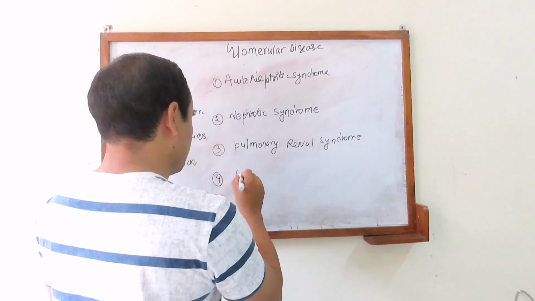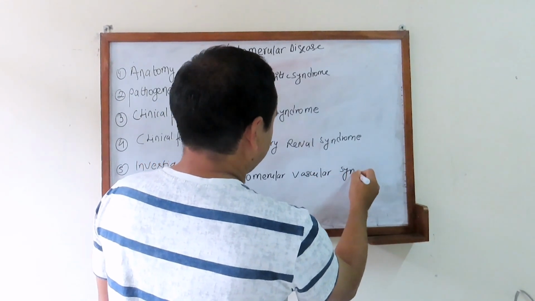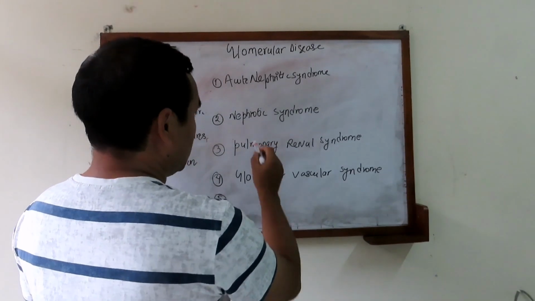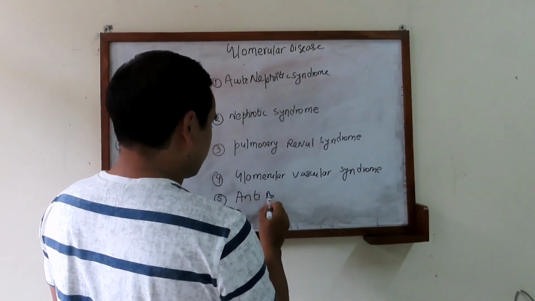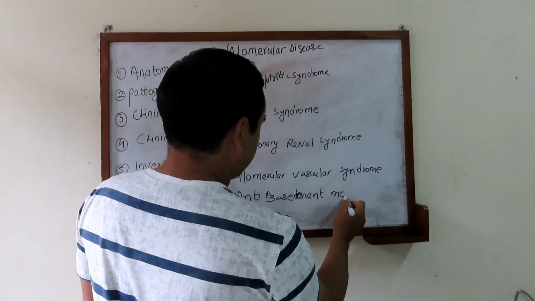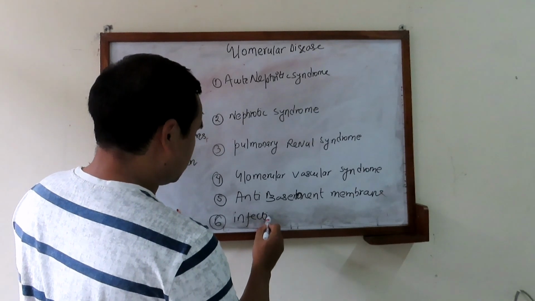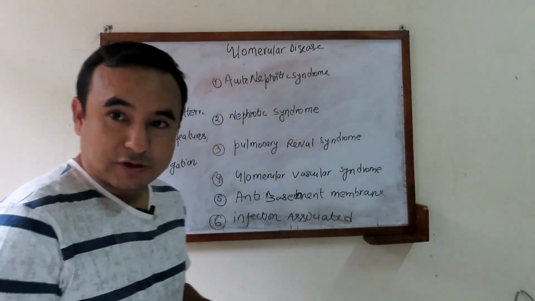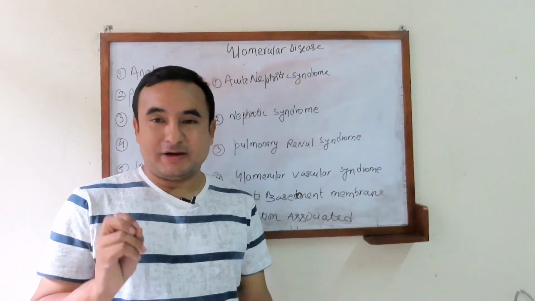Fourth one is the glomerular vascular syndrome. Fifth one is anti-basement membrane disease. And sixth one is infection associated. So these are the 6 patterns of the glomerular syndrome, and we'll discuss them one by one, how they usually present.